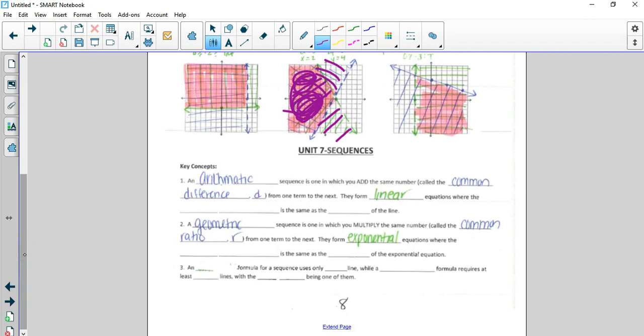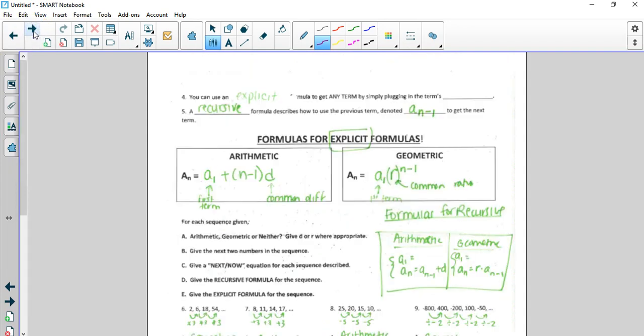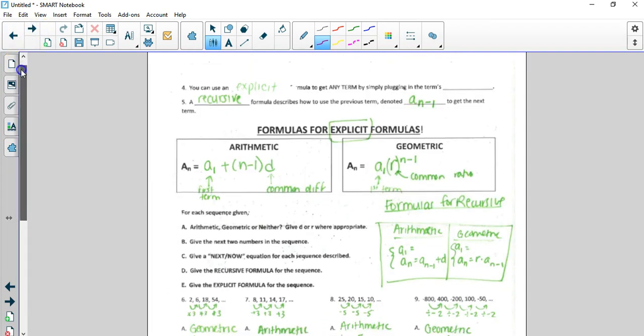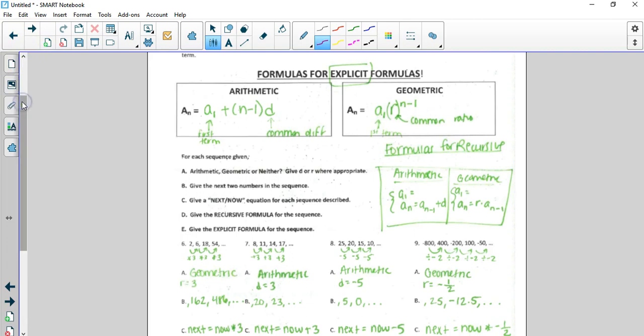Okay, moving on to sequences. Arithmetic and geometric, remember we didn't test this, but arithmetic is basically linear, and geometric is exponential. We need to talk about the rest of the stuff. Just that basic concept. Okay, there are your formulas on there.